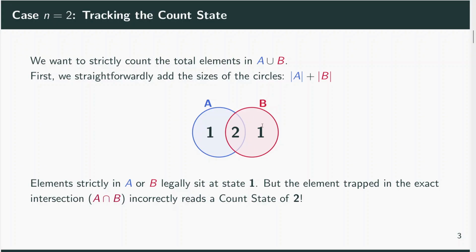Consider an element that lives strictly on the left side, only inside A and not in B at all. When we count the size of A, this element gets counted once. When we count the size of B, it is not there, so it is not counted again. Its count state is 1. Perfect.